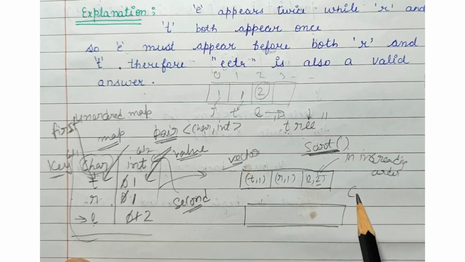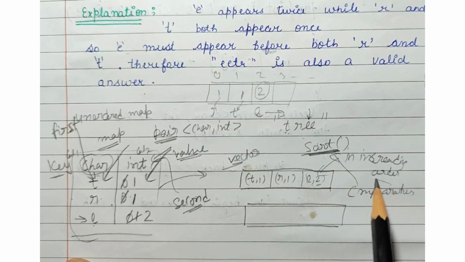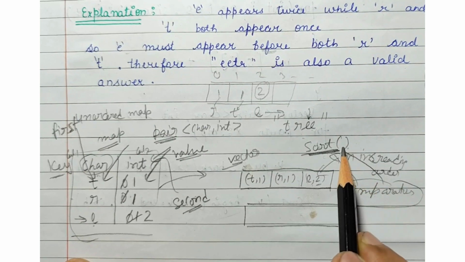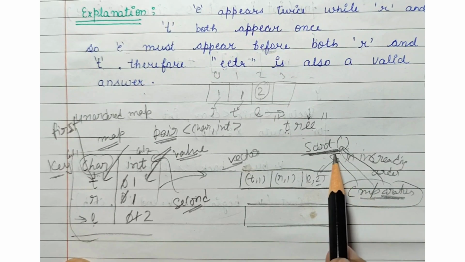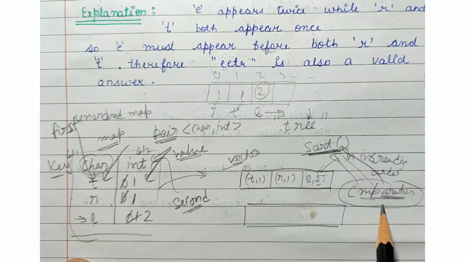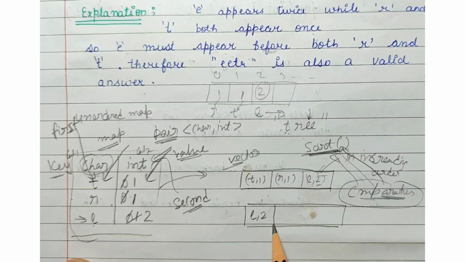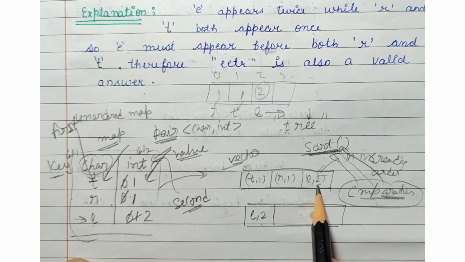For this I have to use a comparator function. When I call the sort function, at that time I also pass this comparator to the sort function, and this comparator function will decide how to sort the elements. So after sorting, I sort the elements by frequency. E has the higher frequency, so E comes first. After this T will come, and after this R will come.